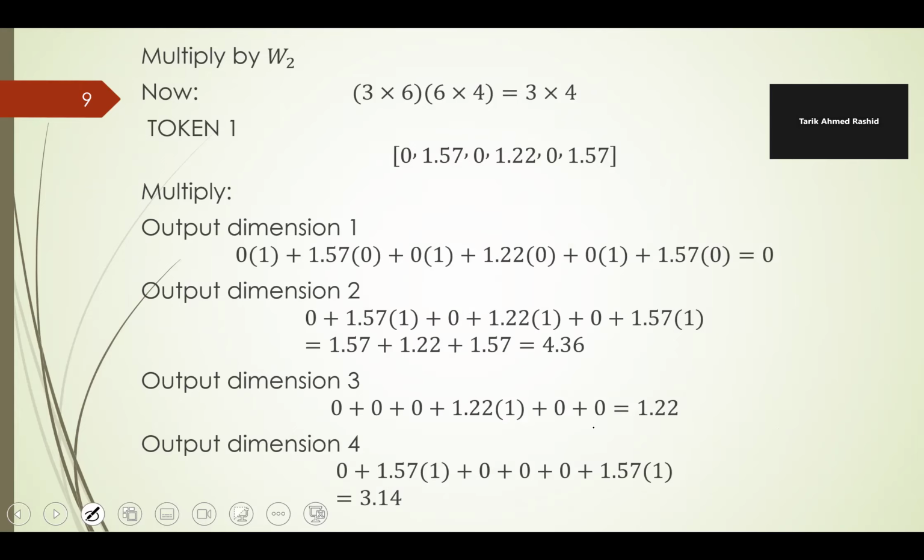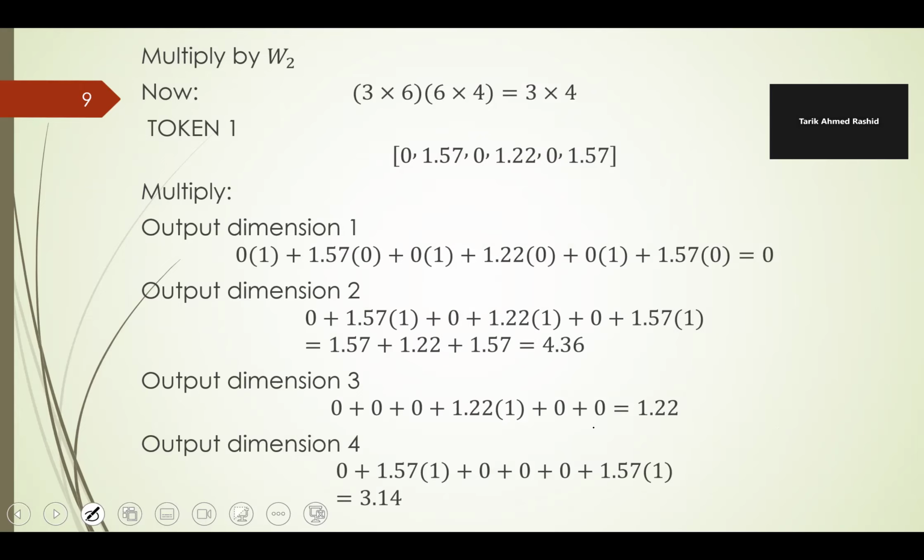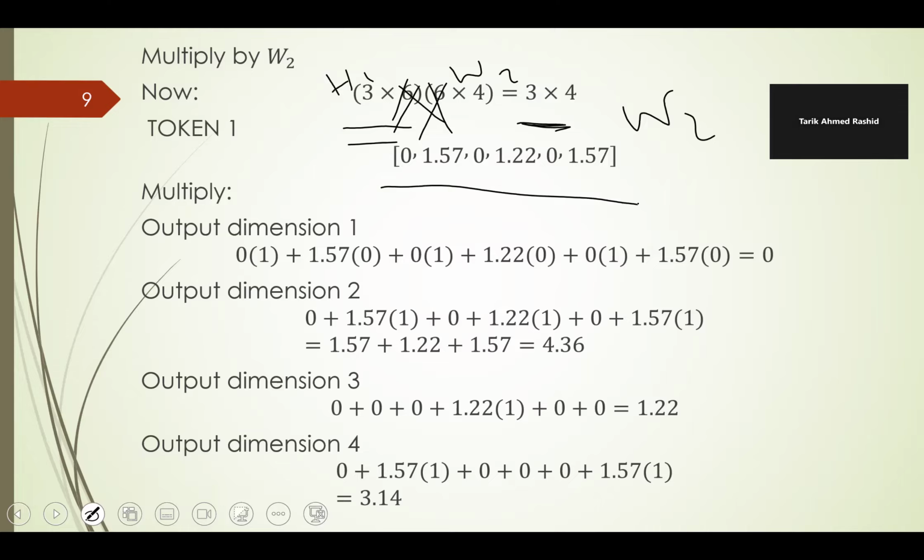And now we have row 1, row 2, row 3. So 3 tokens that we have, we multiply them by the weight matrix 2, which is 6 by 4. Because we received 3 by 6, the hidden 1, and in order to get multiplied by W2, the internal dimension will get removed. So if the product, we will get a 3 by 4, 3 rows by 4.